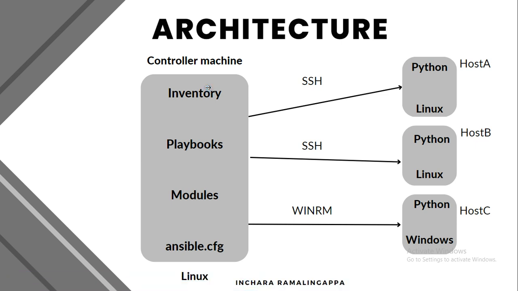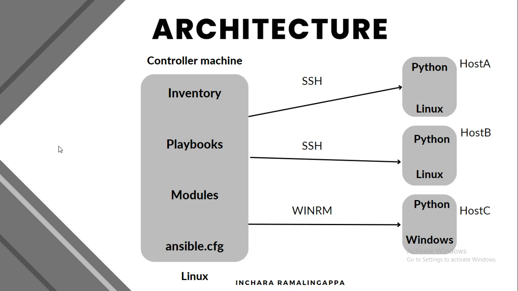On the control machine, Ansible should be installed. On the host machine, just Python should be installed. As I told, Ansible is a Python based tool. I don't have to install Ansible on my worker machines, I just have to install Python. One thing to be noted is that if I'm using Ansible, my control machine should be a Linux machine. I can use worker nodes of different flavors of Linux, or Windows and so on, but the controller machine should be a Linux machine.